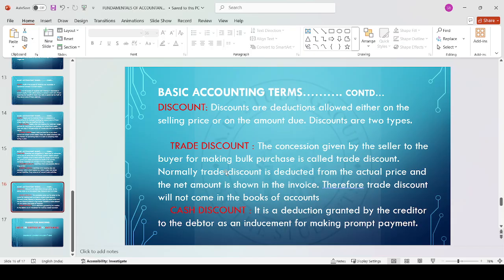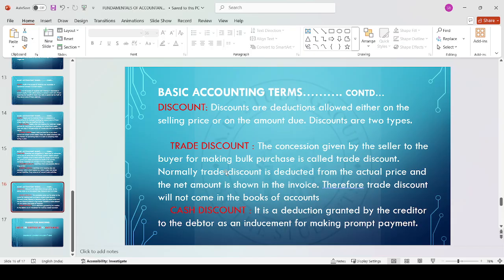Now the concession given by the seller for making a bulk purchase is called a trade discount. For example, if you go to Big Bazaar or any other shopping place, they'll give you a trade discount. If you are buying say 5,000 worth of goods, they'll give you 10% discount. That is a trade discount. That is a simple example.